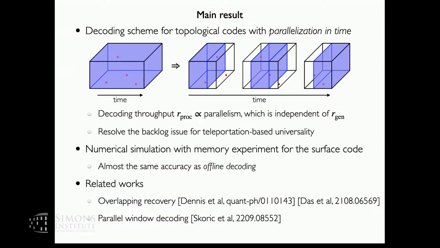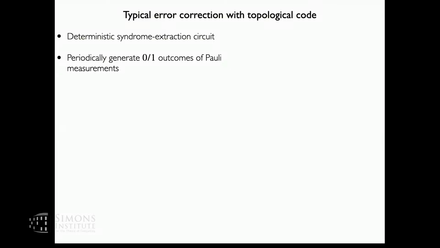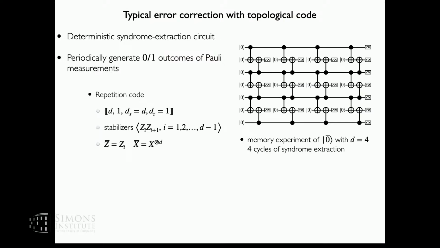Okay, so another recap of doing error correction with topological codes. It has a deterministic syndrome extraction circuit, and it periodically generates 0-1 outcomes of the Pauli measurements. In our paper, we just go with the rotated surface code. But for this talk, because the repetition code is something that everyone knows about, and it's very simple to describe and display, I'll just go with the repetition code.